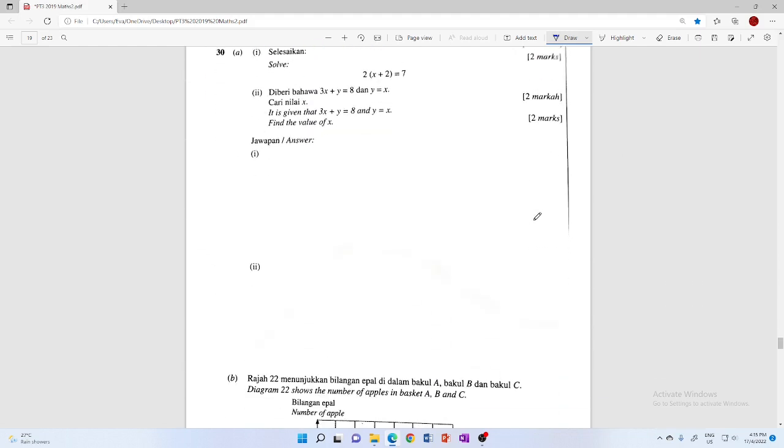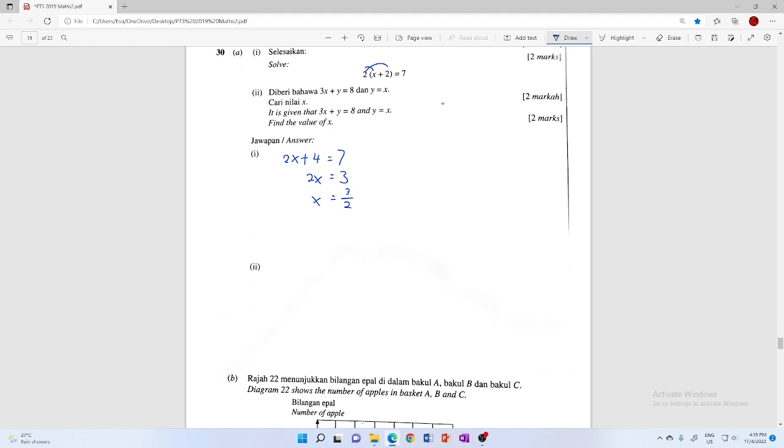For question 30, we need to solve the equation. For this question, we just need to expand and solve. So expand it. 2 times x is 2x, and 2 times 2 is 4, equals 7. 2x equals 7 minus 4, 3. x equals 3 divided by 2.